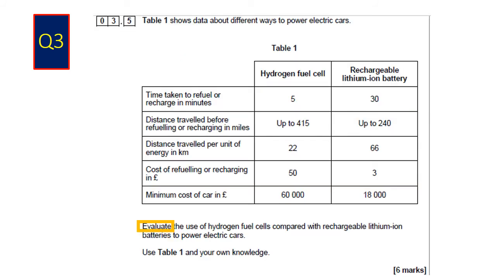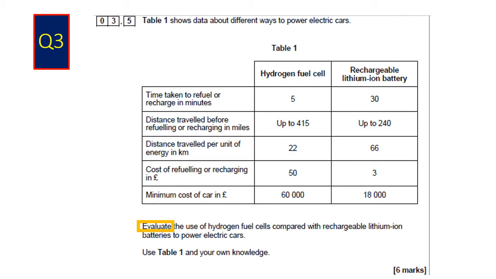So we have another 6-mark question here, and we are given some data about different ways to power electric cars. So we're comparing a hydrogen fuel cell and a rechargeable lithium-ion battery. And the question asks us to evaluate the use of the hydrogen fuel cells compared with the rechargeable lithium-ion batteries to power electric cars. Use table 1 and your own knowledge.